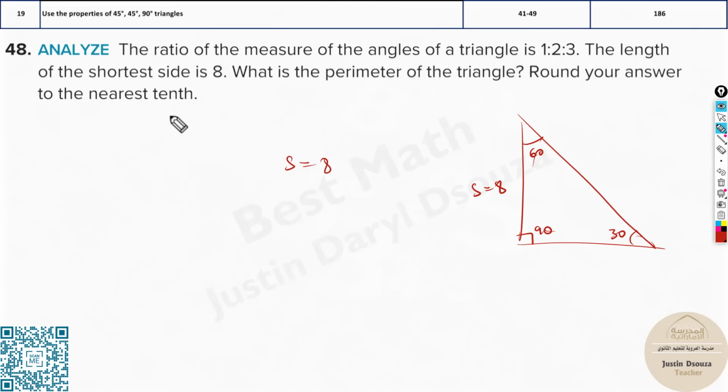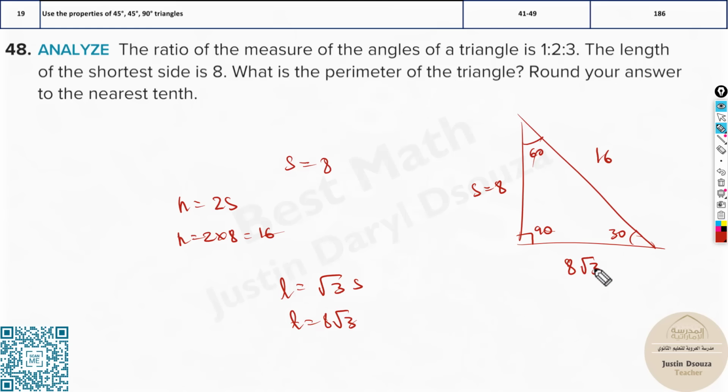We need to find all the sides to the nearest tenth, and then we need to add them all up to find the perimeter. So the formula is H is 2 times S. So H is 2 times 8, that is equal to 16. So the hypotenuse is 16 here. What about L? L is equal to square root 3 times S. So L is 8 square root 3. 8 square root 3, right?